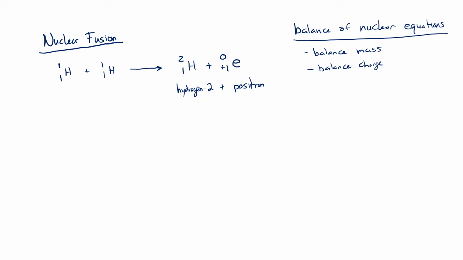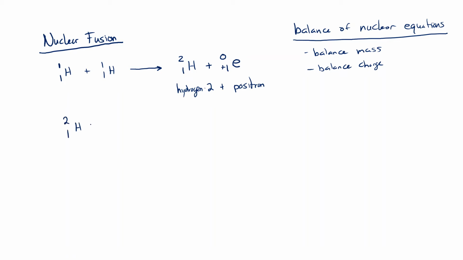And the answer is we're not going to get into too much how to predict what the actual products are. We'll talk about it a little bit, but for the most part, you're going to be given enough information to balance the rest of it, right? This isn't something where I'm going to ask you to come up with the products without any other information. Okay, so we get hydrogen 2, which is a proton and a neutron, plus a positron, and that balances this equation out.